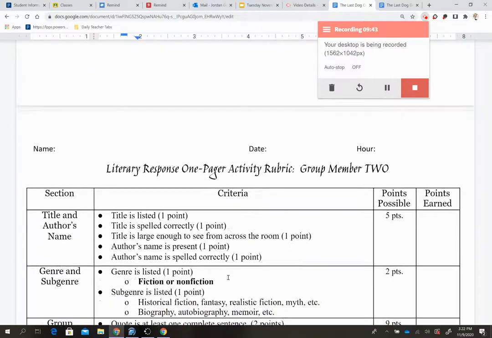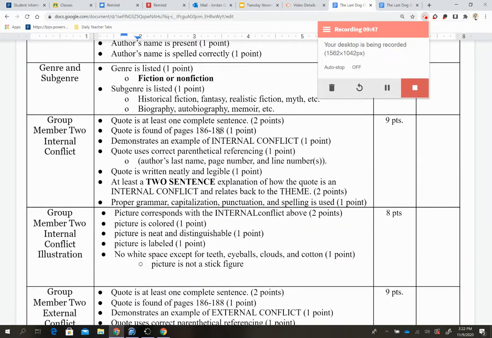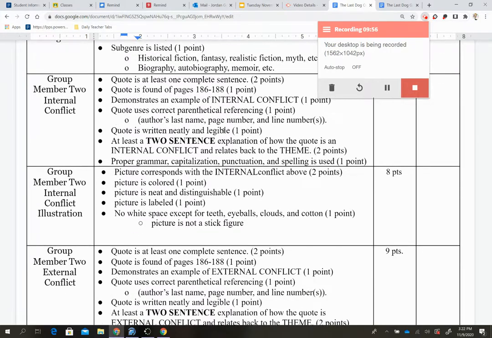Now, that was group member 1. Notice group member 2 is exactly the same, except they're looking at pages 186 through 188. So you do everything exactly the same, except you are looking at pages 186 through 188.